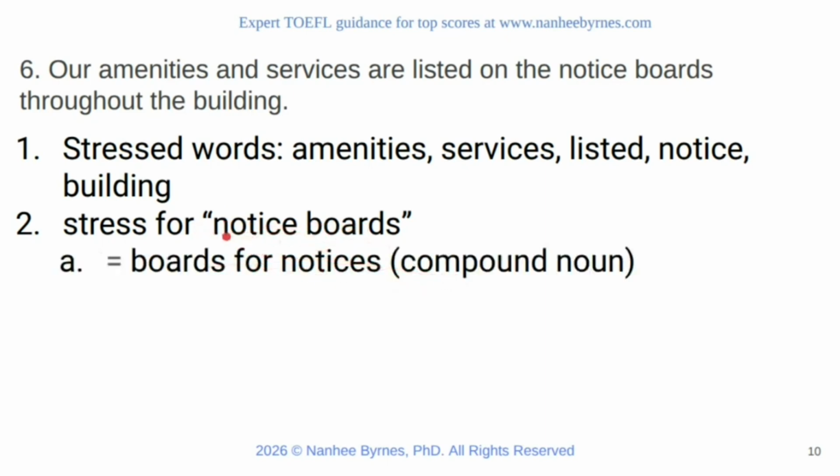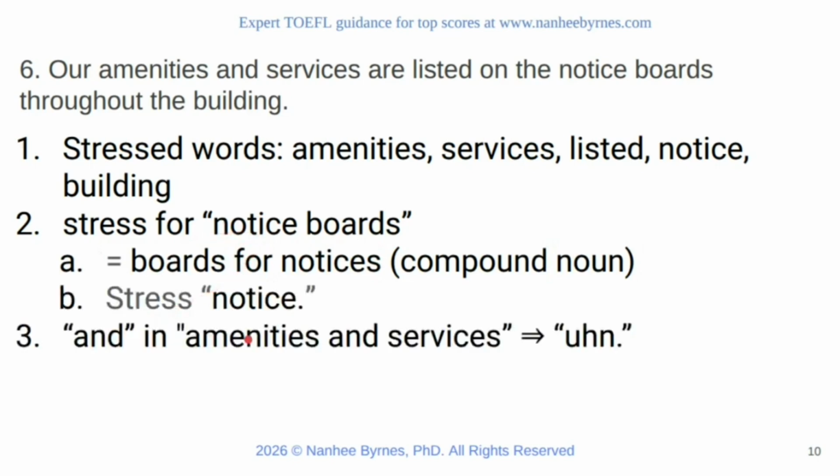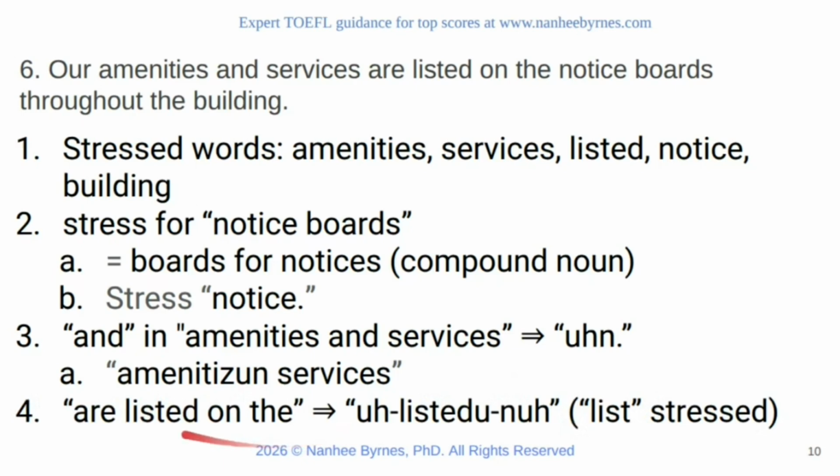Pronunciation tips. The word and in amenities and services is reduced and pronounced un. It connects to the previous word, so the phrase may sound like amenities un services. Are listed on the, main stress remains on list. Now repeat after me. Our amenities and services are listed on the notice boards throughout the building.